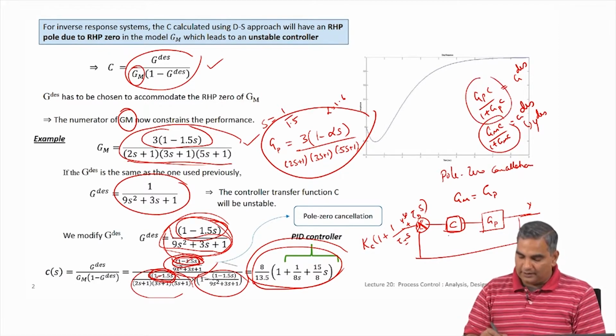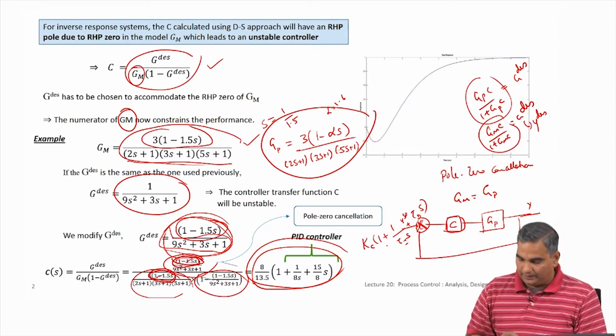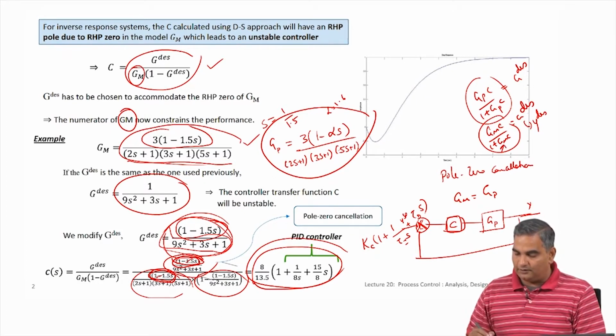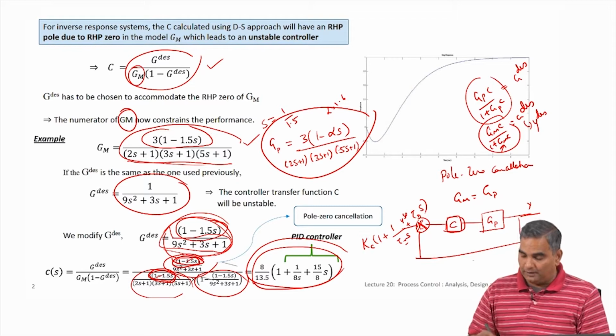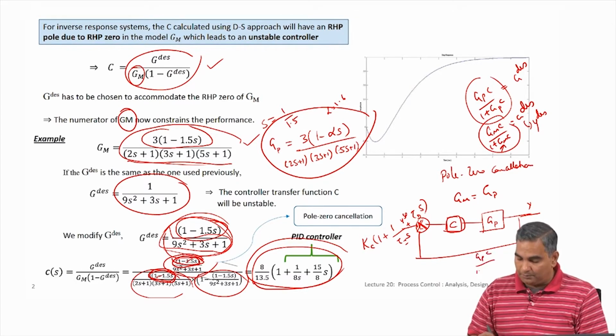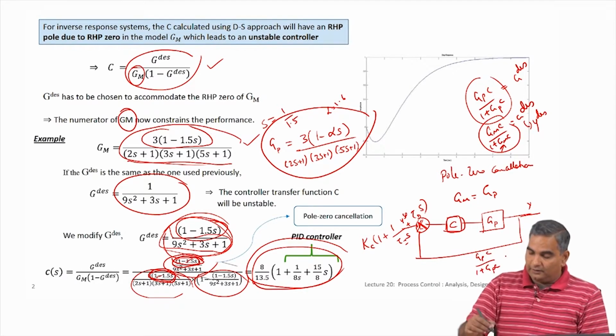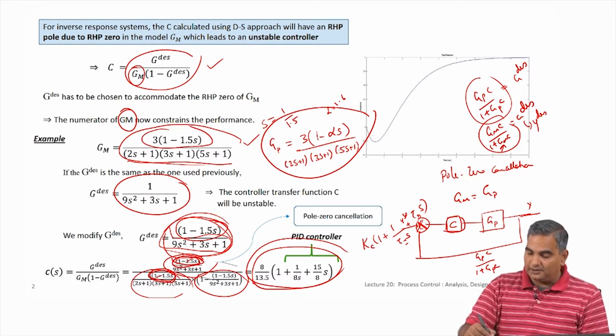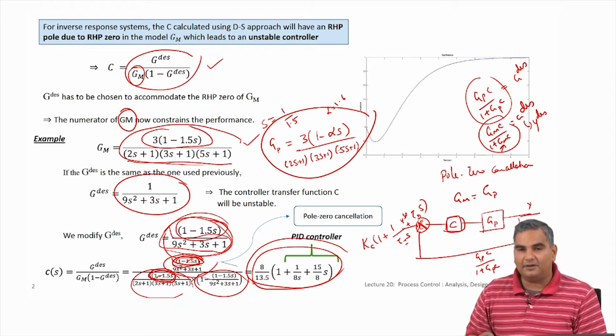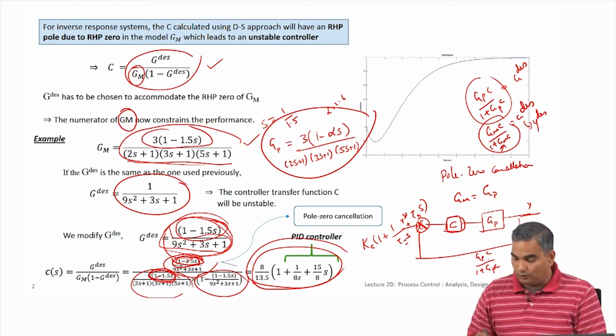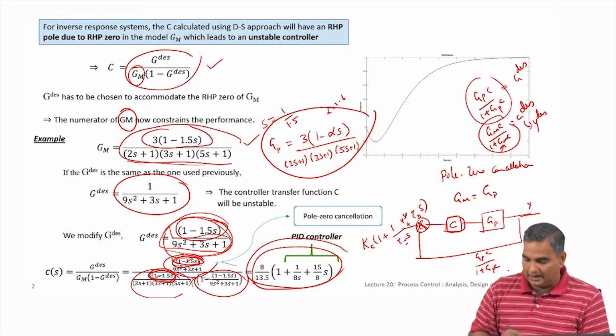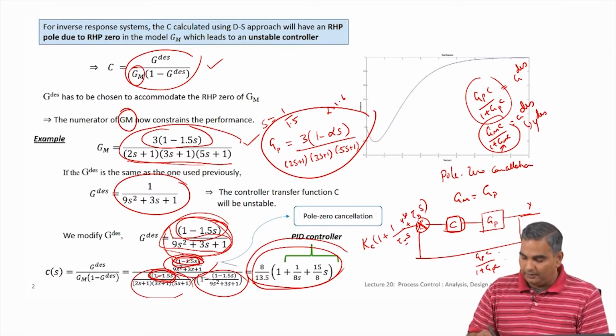However, if you design a controller based on some model and then you actually put it into a process, and the process is slightly different from your model, then this controller was designed using this equation, but the true closed loop behavior is basically GPC by 1 plus GPC. Now, G desired is GMC by 1 plus GMC, and that need not be the same as GPC by 1 plus GPC. So, the true performance that you get while you implement this controller in a process is going to be given by this.